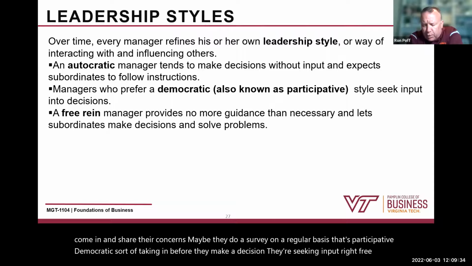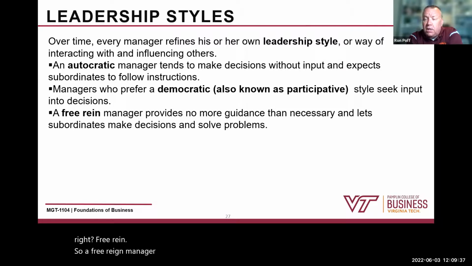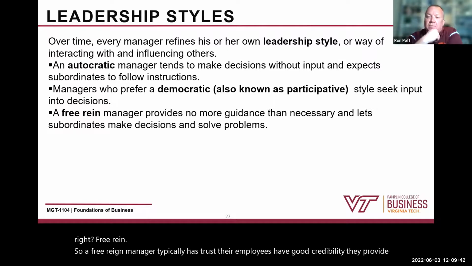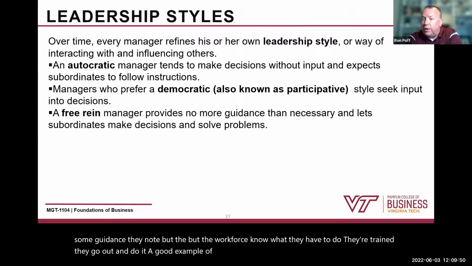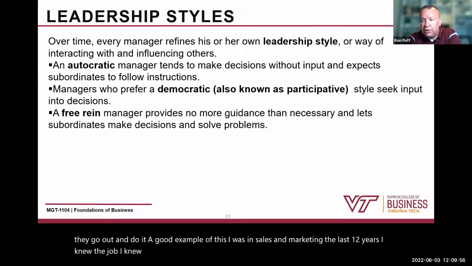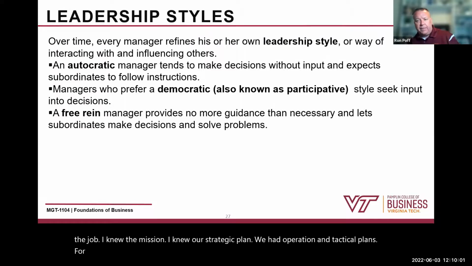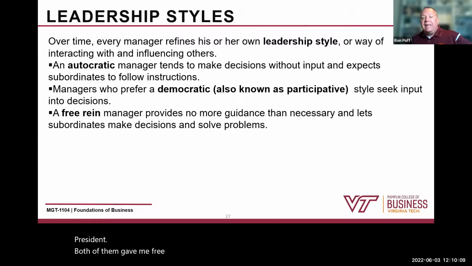Free rein. A free rein manager typically has trust. Their employees have good credibility. They provide some guidance, but the workforce knows what they have to do. They're trained. They go out and do it. A good example of this, I was in sales and marketing the last 12 years. I knew the job. I knew the mission. I knew our strategic plan. We had operational and tactical plans. For a while, I reported to the VP of sales and marketing. Once I was promoted, I reported to the president. Both of them gave me free rein. They knew what I needed to do. There was trust and credibility.